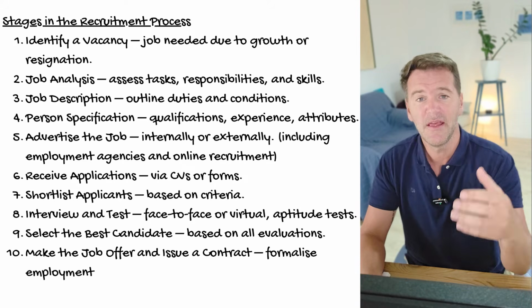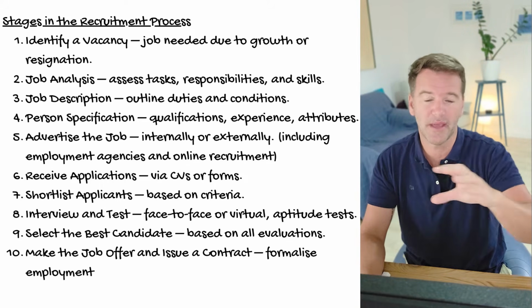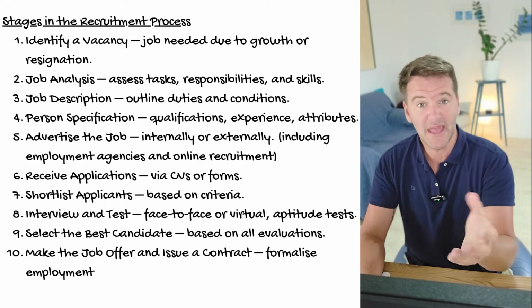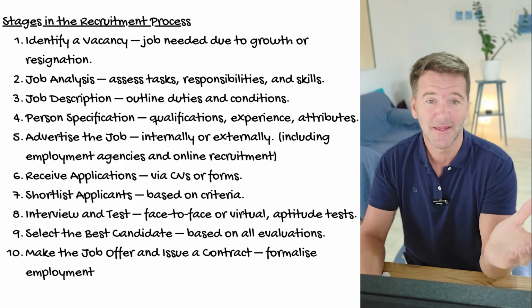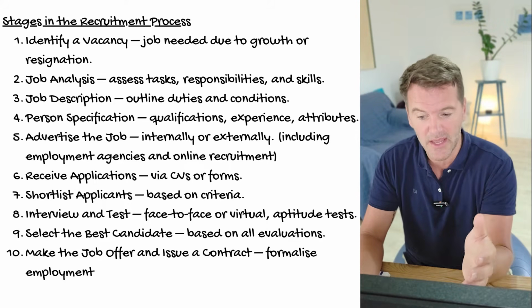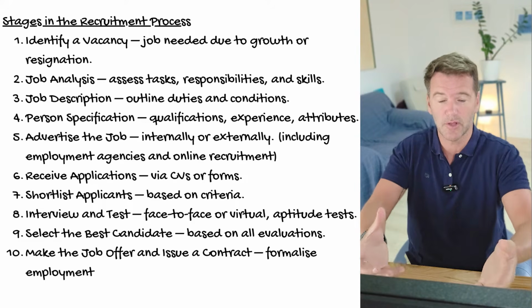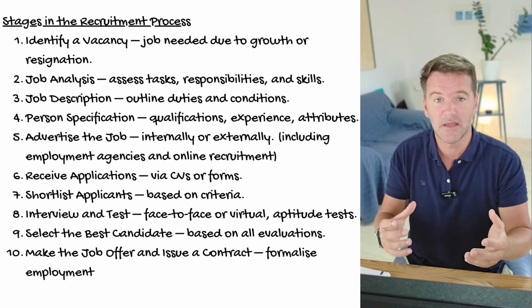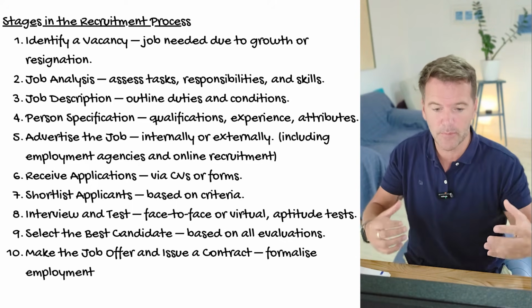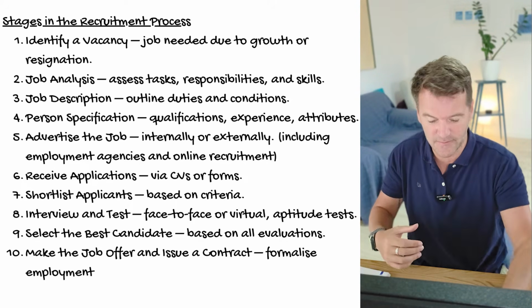Once they've done all of that, they then select the best one based on all the evaluations, and then they make a job offer. If the candidate at that point might say, well, actually, I don't want it, okay, well, you've got to restart the process, go back, look at the other ones. But if they say, great, you've then got to issue the contract, we'll come back to it, and the candidate will look over it. If they're happy with it, both the employer and the new employee will sign it, and that is then formal.